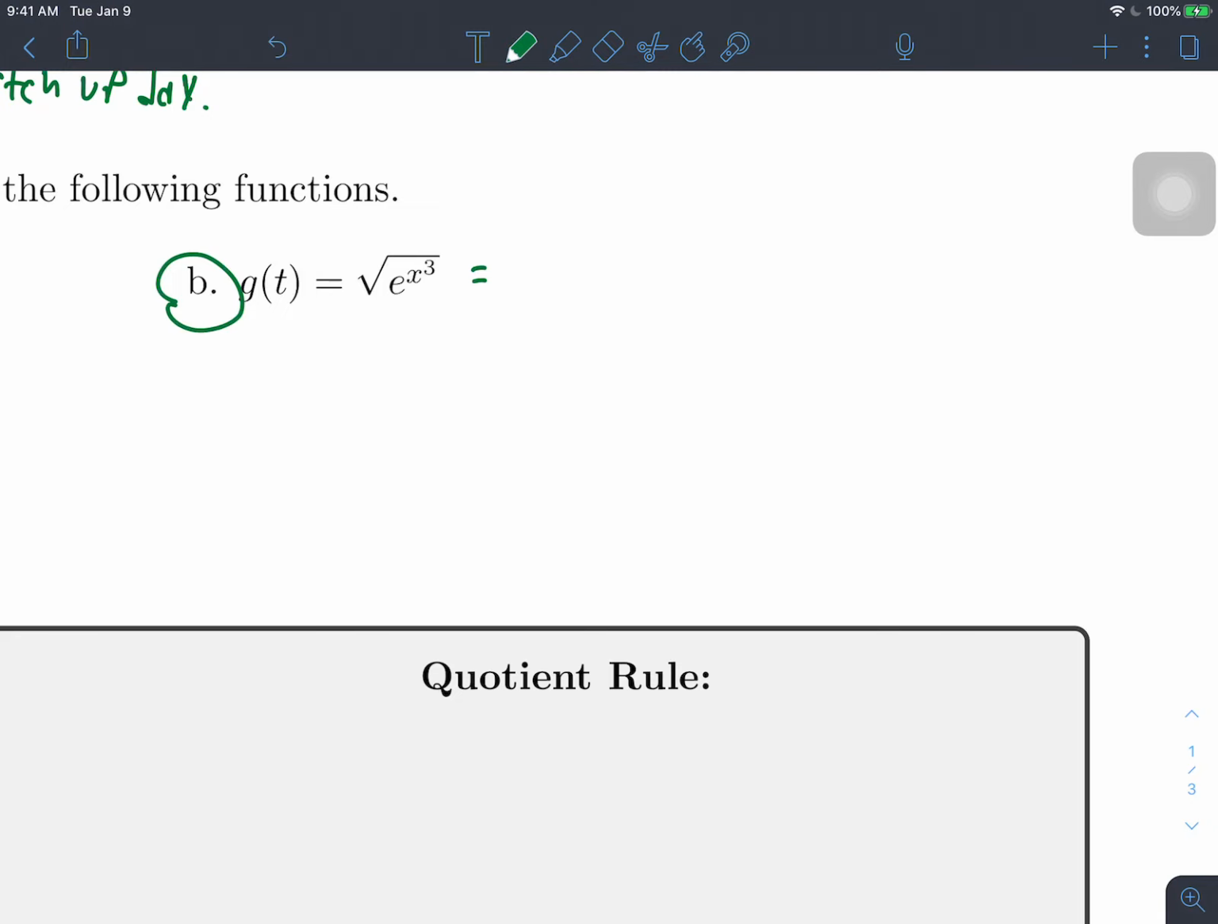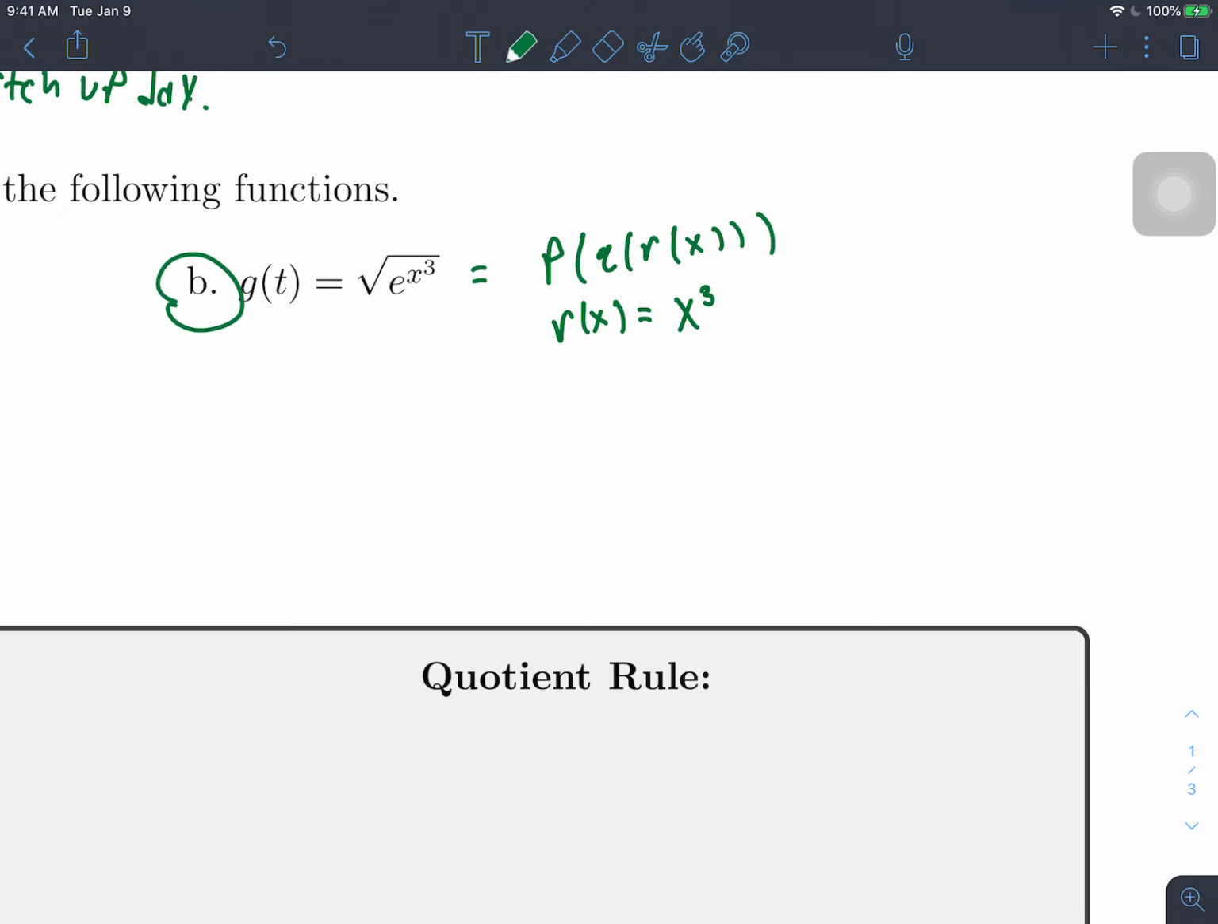So we could write it as p of q of r of x, where r of x, our innermost function, is going to be what? What do we think the innermost function is here? Is it x cubed? It is x cubed. Very good. Thank you, Dylan. Okay. So we have r of x is x cubed.